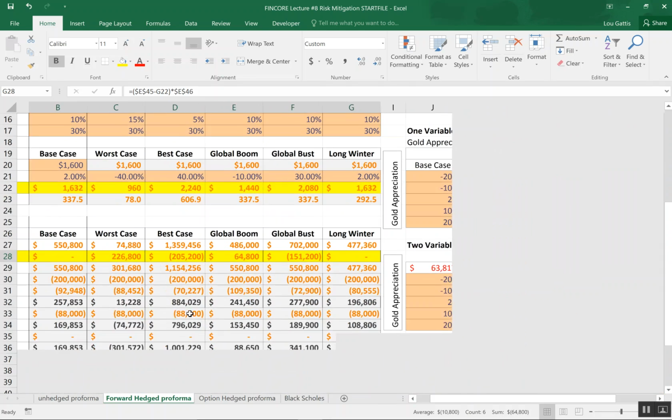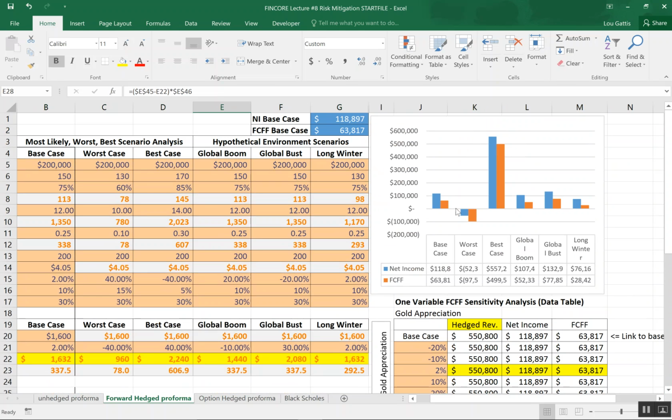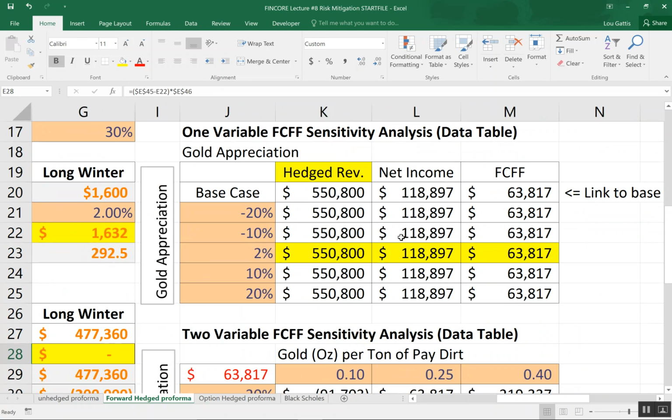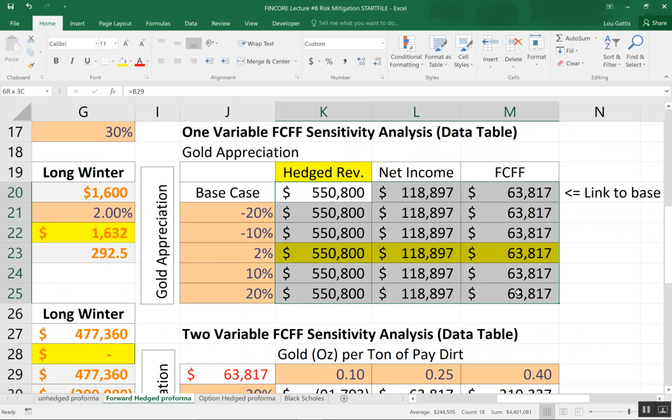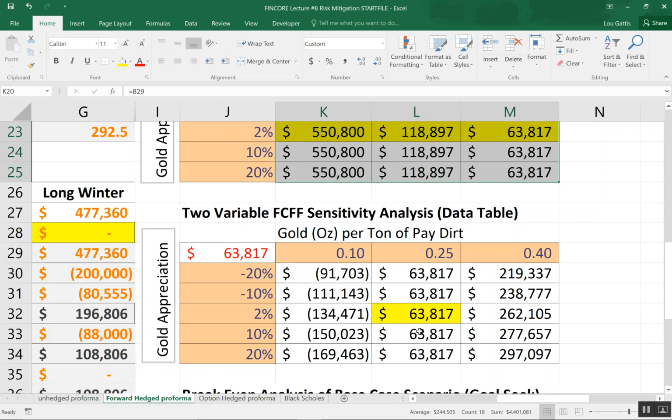So now these are our scenarios. And if we look back at the old one, these are a little smoother. The good times aren't as good and the bad times aren't as bad. However, what's interesting is look at our sensitivity analysis. No matter what happens to the price of gold, if the only thing changing is the gold price, revenues are unchanged, net income is unchanged, free cash flow is unchanged. We've eliminated our exposure to gold.